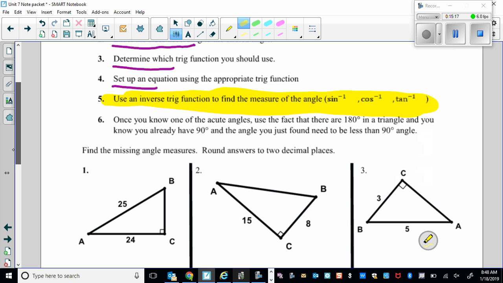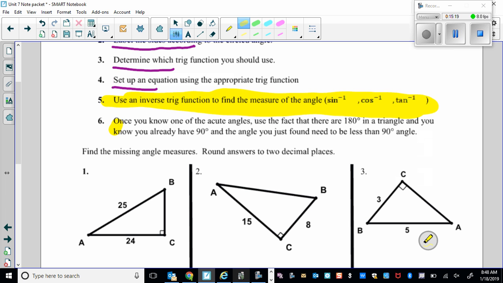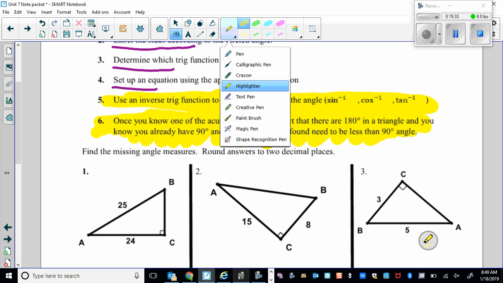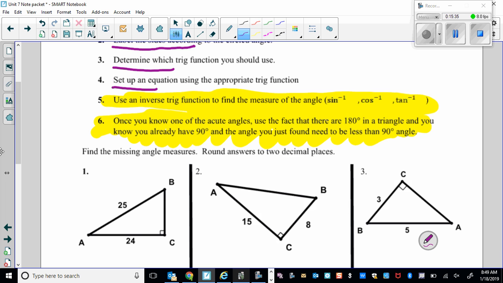And then the other thing is, once I know one of the angles, once you find it, if you're looking for the other one, just subtract it from 180, or from 90, because you know a triangle adds up to 180. One is already 90, so you just have to subtract it. Okay, we'll go over it, what I mean by that.